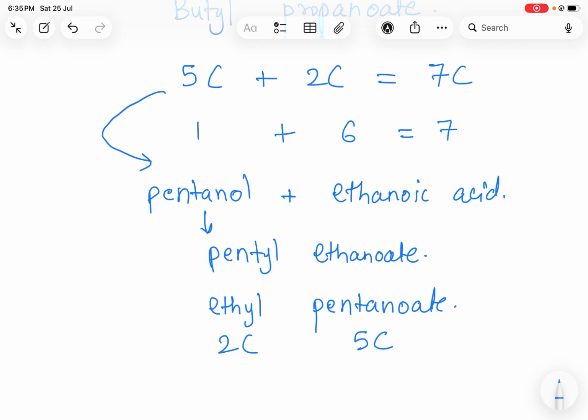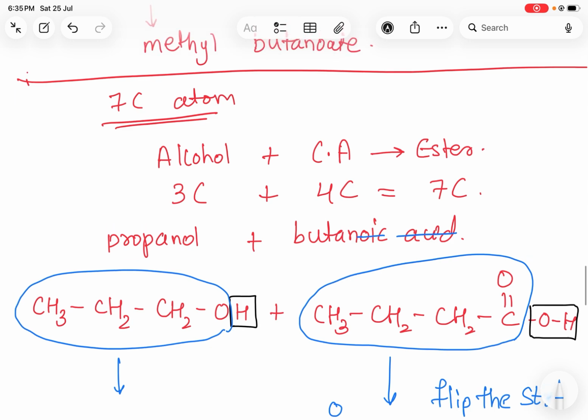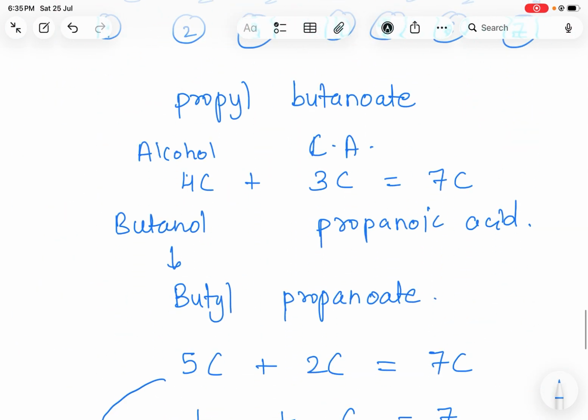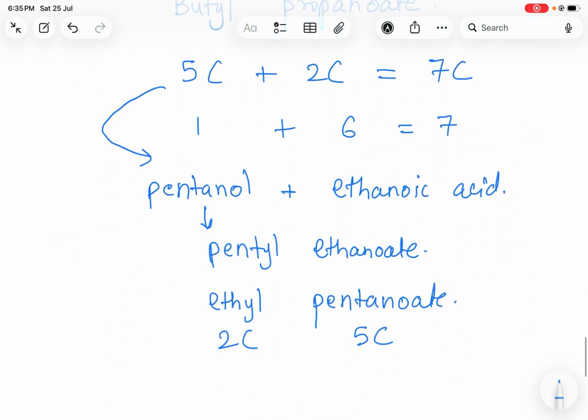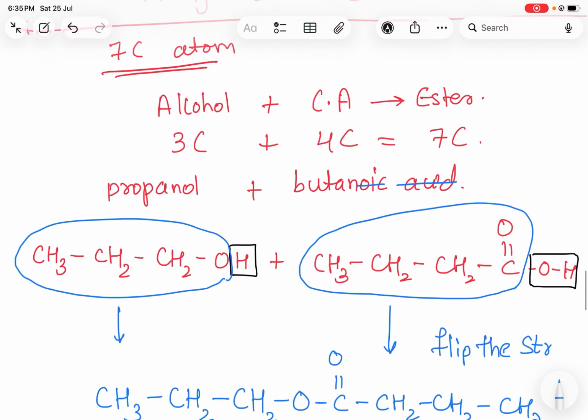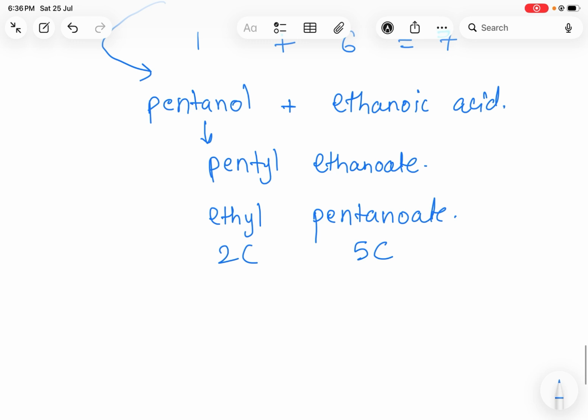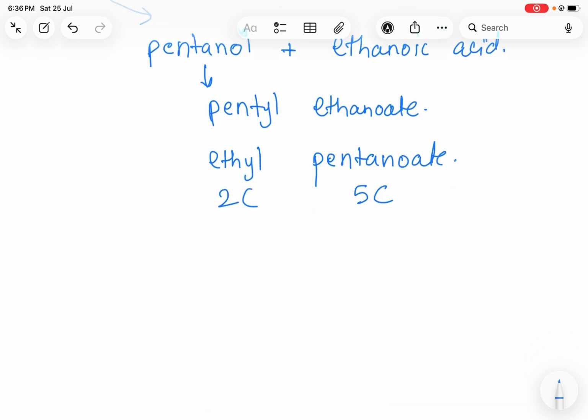Okay, so all these possibilities, that is 3 plus 4, 4 plus 3, 5 plus 2, 1 plus 6, 2 plus 5, etc., they all are isomers of each other. Okay, so these are the isomers of ester. You can try for any other carbon atom.